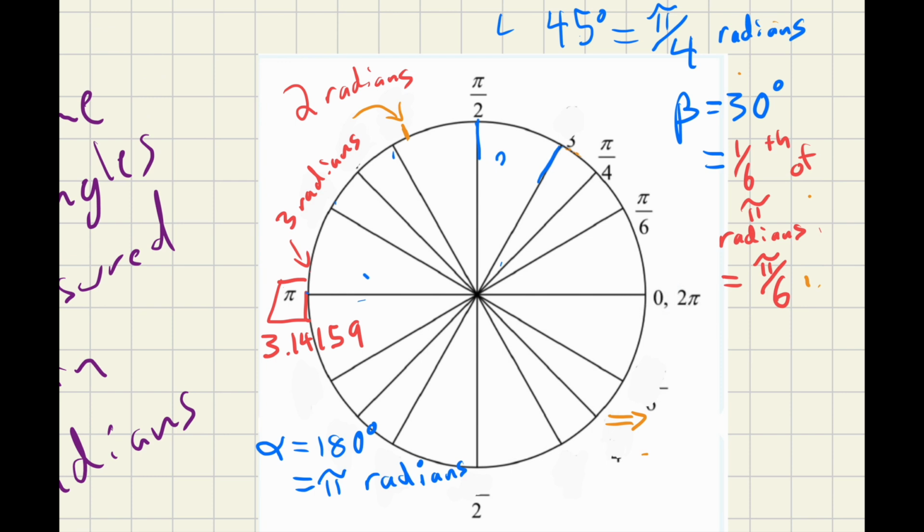We have pi over 4. Another way to think of pi over 4 is it's taking pi and splitting it up into 4 pieces, 4 angles that each have the same measurement. They're pi over 4. For this angle, we have one of them.